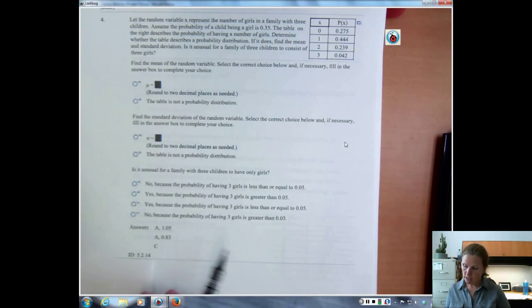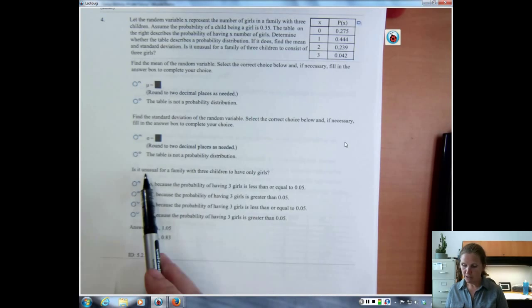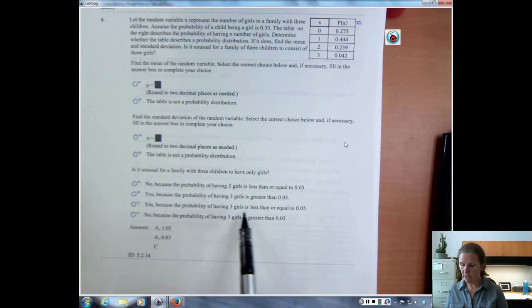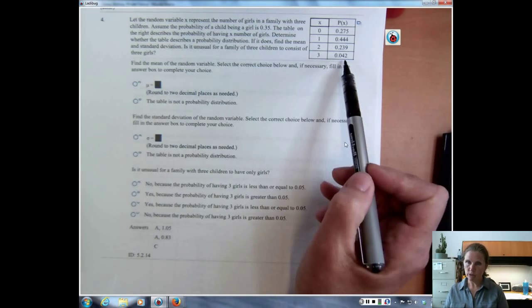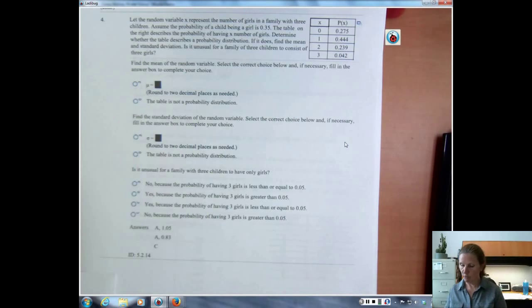So C, it is... Yes, it is unusual because the probability is less than or equal to 5%. So if it's less than or equal to, it's unusual. If it's more than 5%, it's not unusual. And there's your number, 5.2.14.